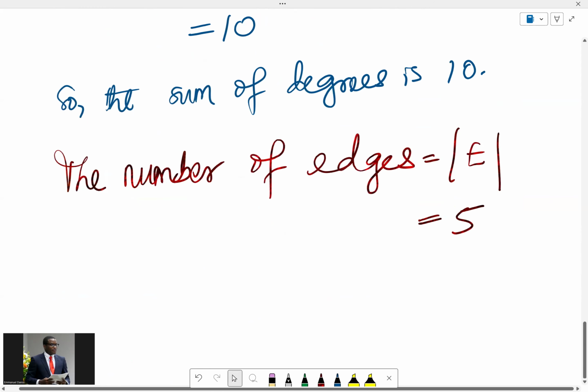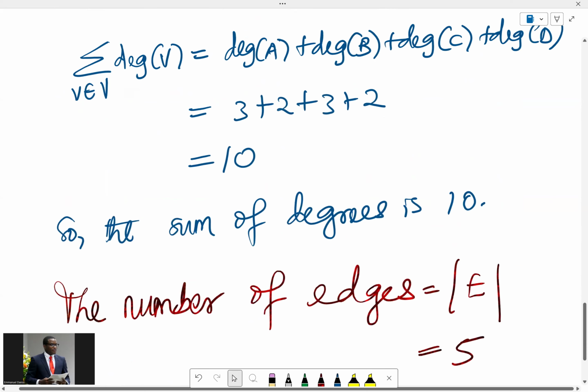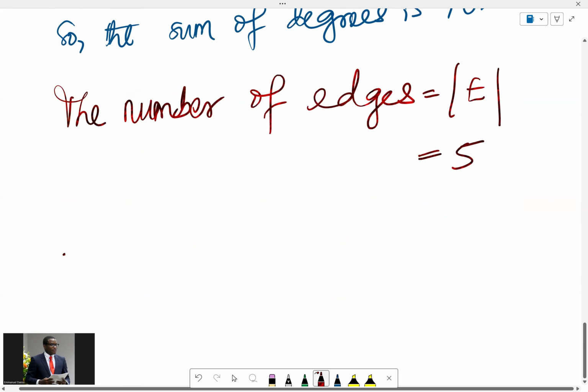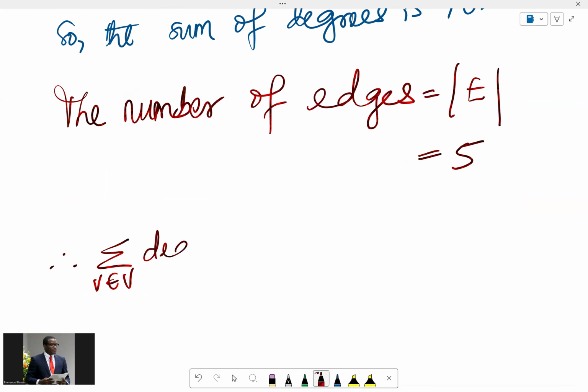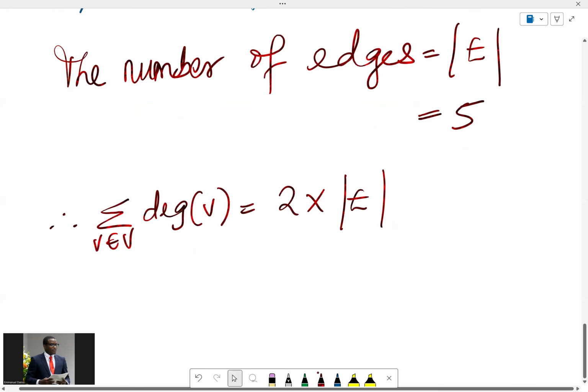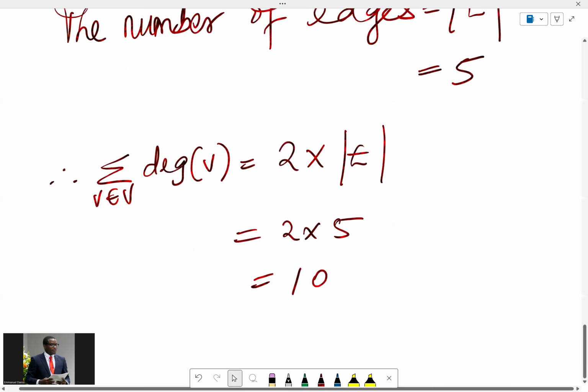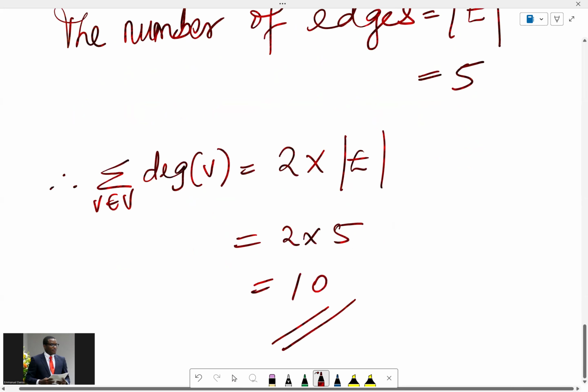And what does that mean? So you'll see that, therefore, the summation of the degree of all the vertices is actually equal to 2 times the absolute value of the edges, okay? Which is actually 2 times 5, and that is 10. So that establishes the handshaking rule.